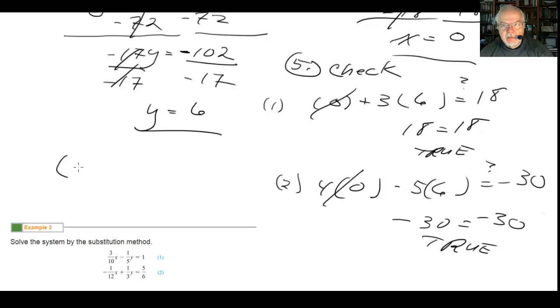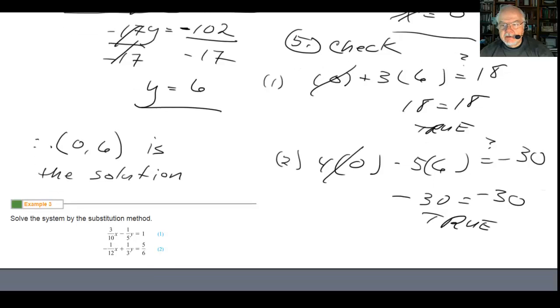And of course, the last part of it was to write it as an ordered pair. And the ordered pair is 0, 6. It is a solution. Not just a solution, it is the solution. There is only one. If you were to plot these two lines, you would see that they intersect at the point 0, 6.